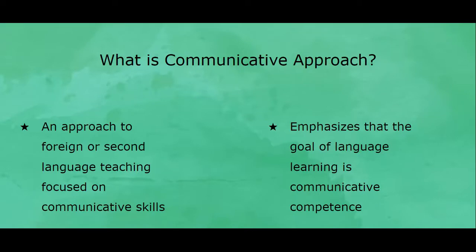It emphasizes communicative competence as the goal of language teaching, and therefore it advocates for the use of the target language meaningfully.